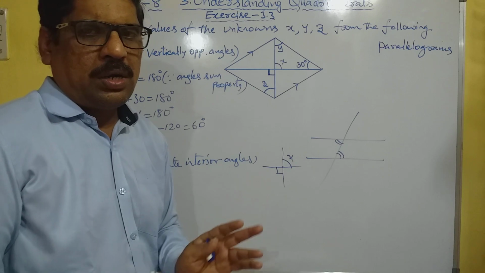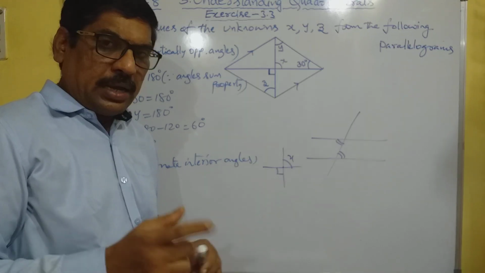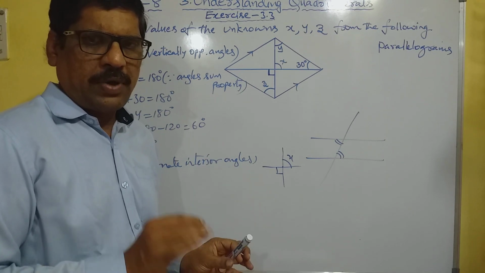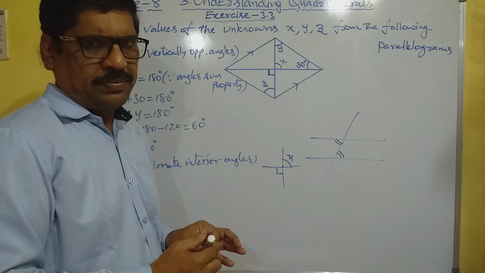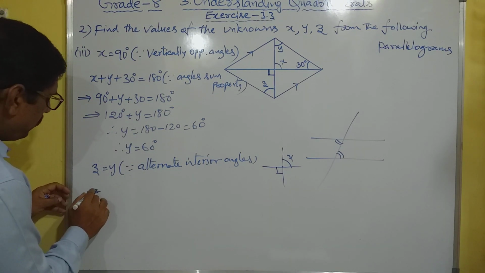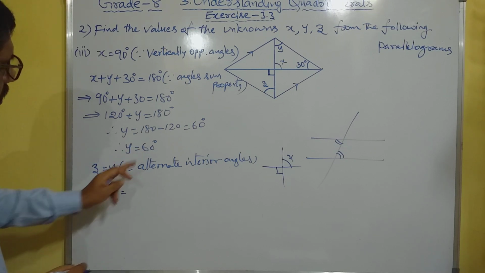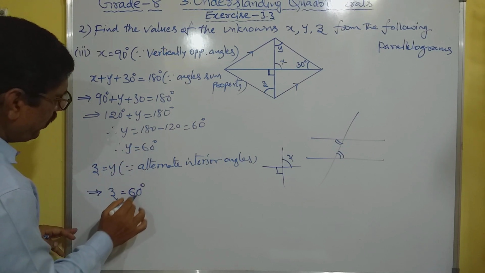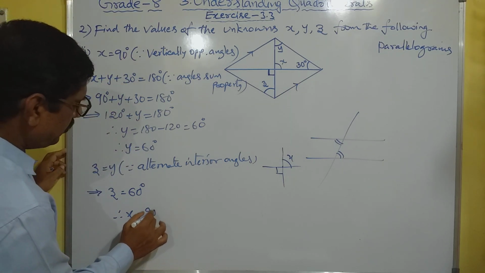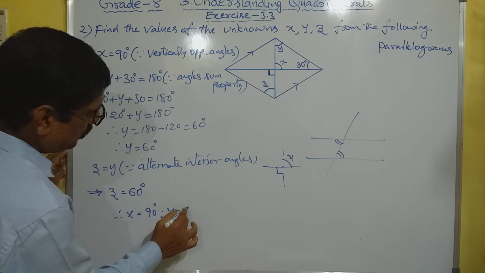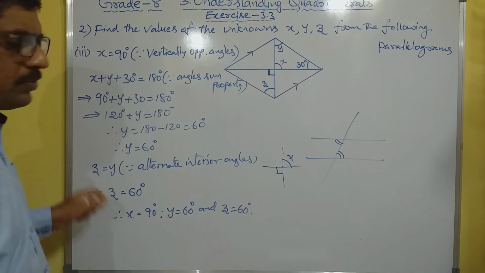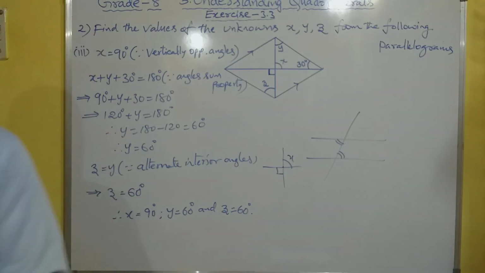I hope you have learnt about the types of angles when two lines are intersected by a transversal in the earlier class. Okay, if you have any doubts, just refer to it once. Otherwise you ask me, I'll explain once again. Now, z is equal to y implies z is equal to, what is the value of y? Y is equal to 60 degrees. Finally, we can write, therefore, x is equal to, what is the x value? 90 degrees. Y is equal to 60 degrees and z is also 60 degrees. Okay, please copy it.